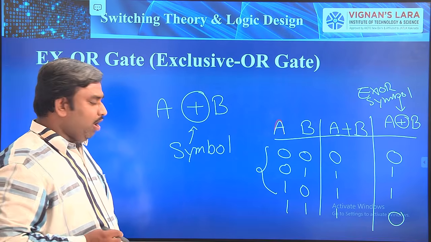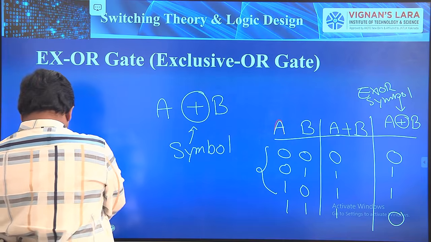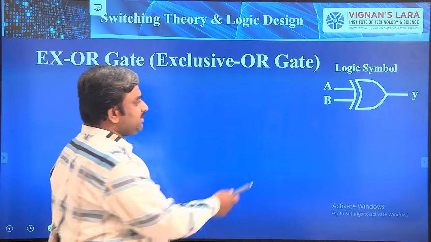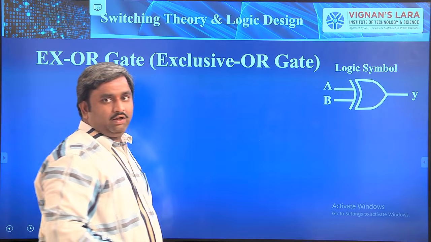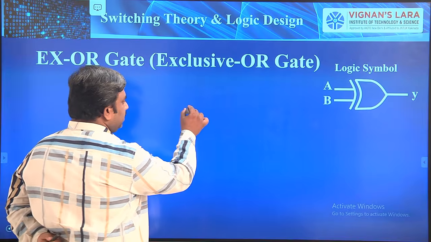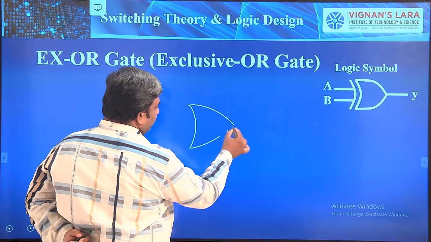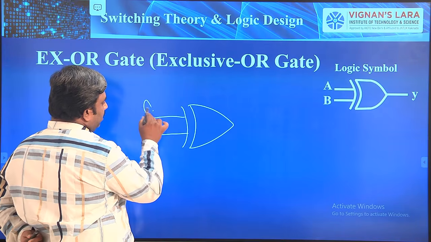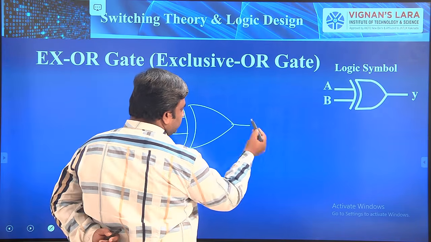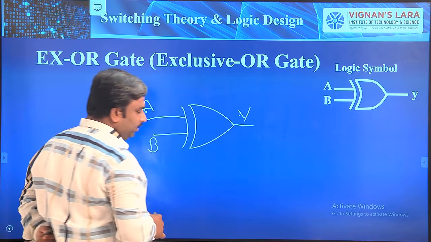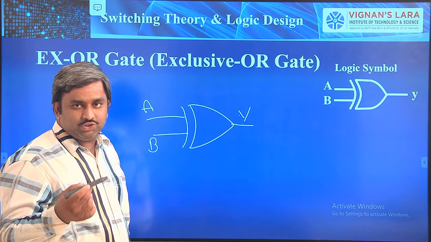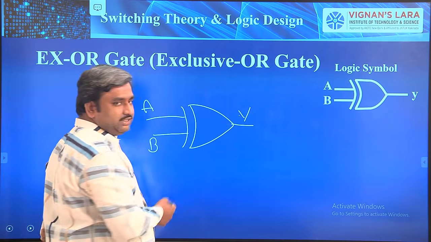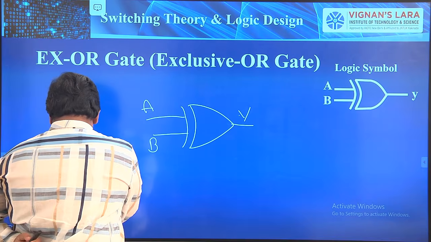The XOR gate operation we will see now. This is the exclusive OR gate symbol. Generally, we represent the OR gate in this way. Here we have taken one more line. In the XOR gate also, the minimum number of inputs is 2 and the output is 1. Here I have written A and B, and the output is equal to Y. So this is the XOR gate symbol representation.